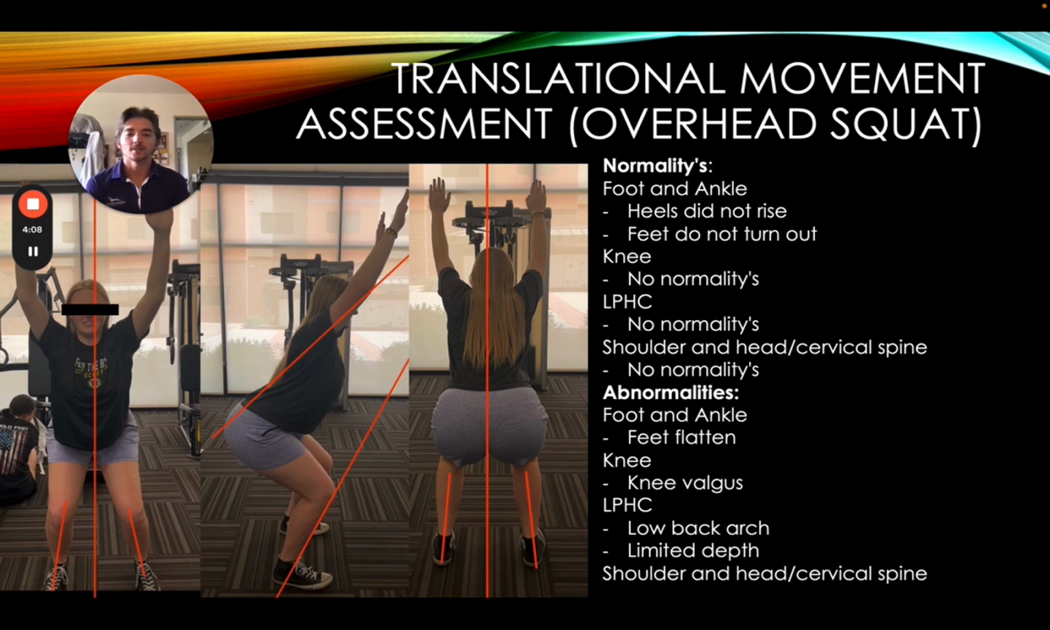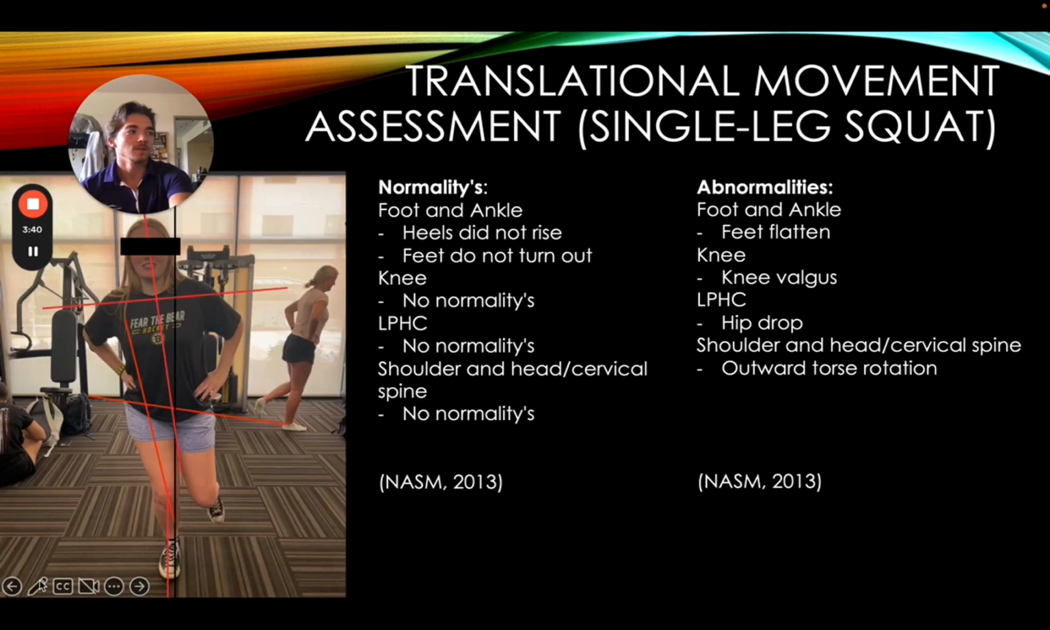You'll see that she has foot flat here in the bottom left, and this will lead into the knee valgus, knees coming inward, and the low back arch, as you'll see in the center photo, the low back just really getting torqued down right there. Again, when your feet flatten, knees come in, which is also going to tilt your pelvis forward, anterior pelvic tilt. We're going to go to the single leg squat.